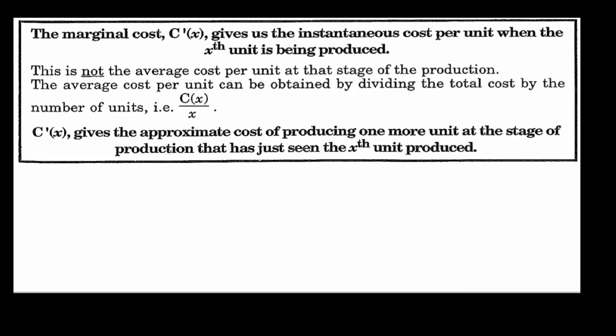Okay, so it's important to understand that this derivative is not giving you the average cost per unit at that stage. We can get that by saying, after we've produced 1,000 units, how much does it cost us divided by the number of units? That gives us the average cost. But the marginal cost function gives the approximate cost of producing one more unit at the stage of production that has just seen the xth unit produced. So C'(100) will be the approximate cost of producing the 101st unit. It's called the marginal cost.